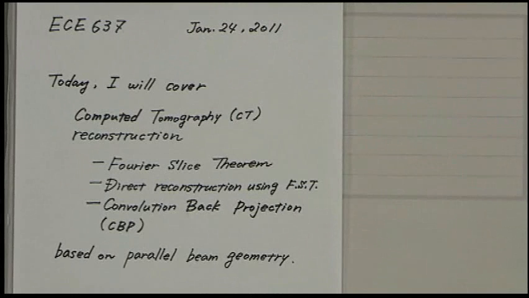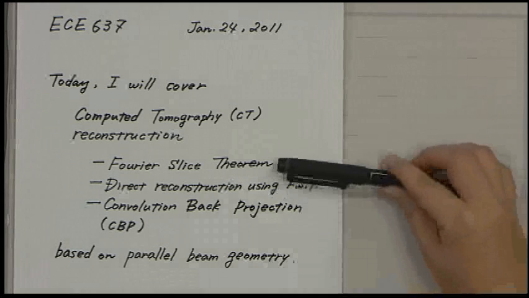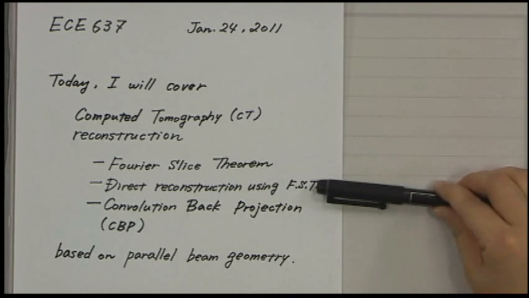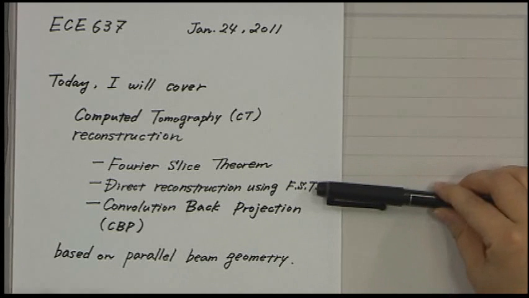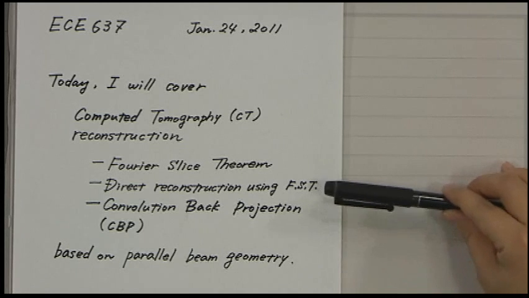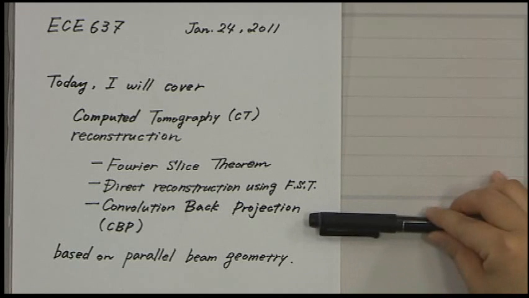I will cover CT reconstruction. So there are three keys. Fourier slice theorem. This is not the reconstruction algorithm, but this is a general property of some projection. And then I will introduce two reconstruction algorithms. So one is a direct reconstruction using Fourier slice theorem. And then the other one is a convolution back projection.